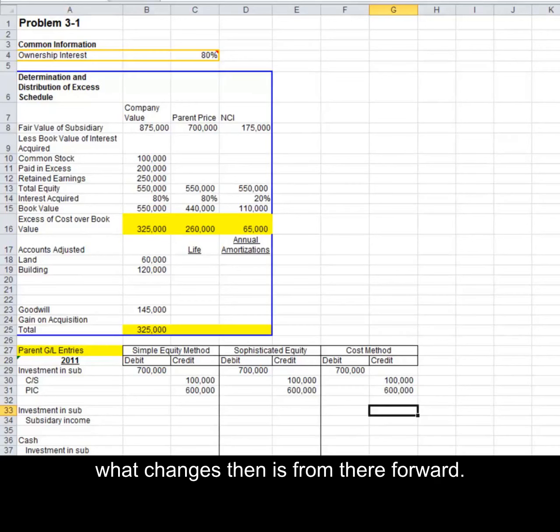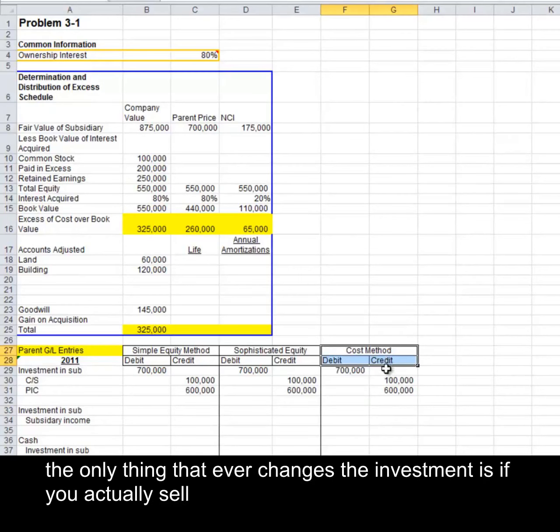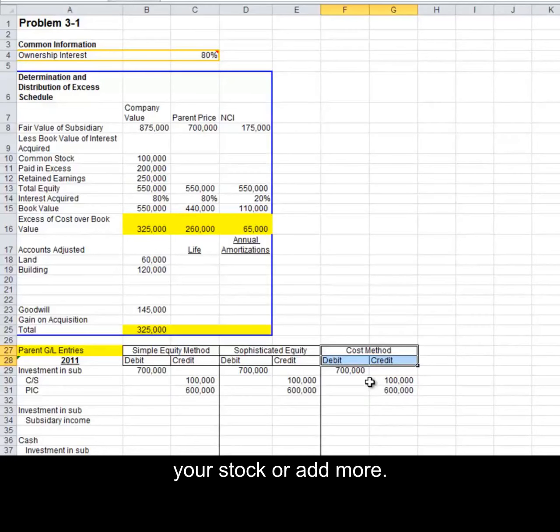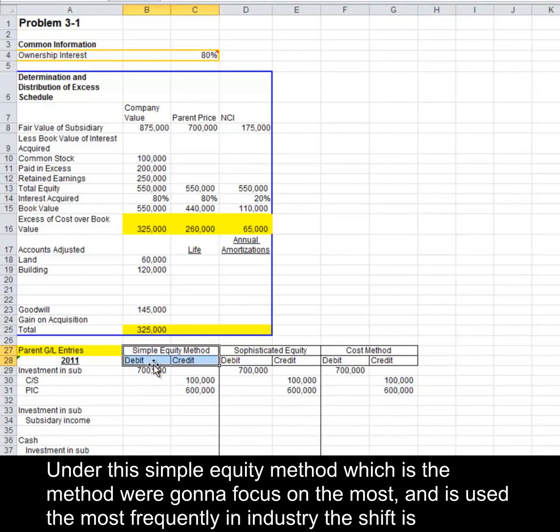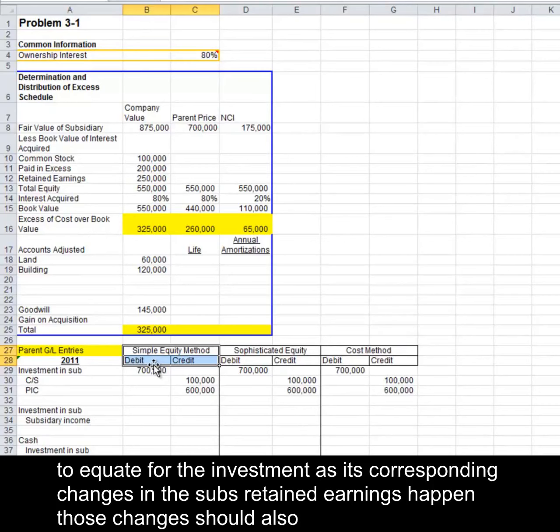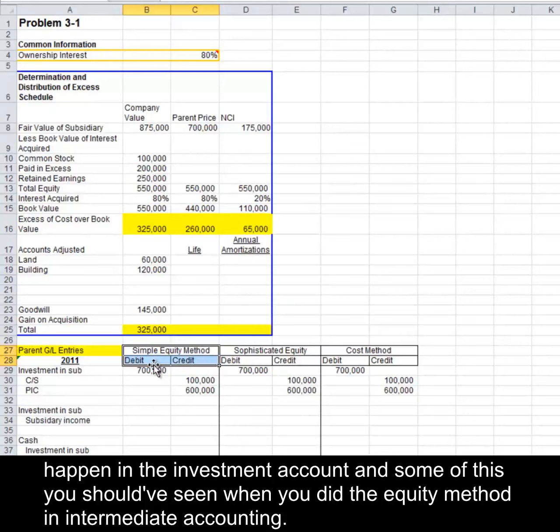What changes then is from there forward. Under the cost method, the only thing that ever changes the investment is if you actually sell your stock or add more. So nothing changes the investment account at all here. The investment account will remain on the books at a balance of $700,000. Under the simple equity method, which is the method we're going to focus on the most and is used the most frequently in industry, the shift is to account for the investment as its corresponding changes in the sub's retained earnings happen. Those changes should also happen in the investment account.